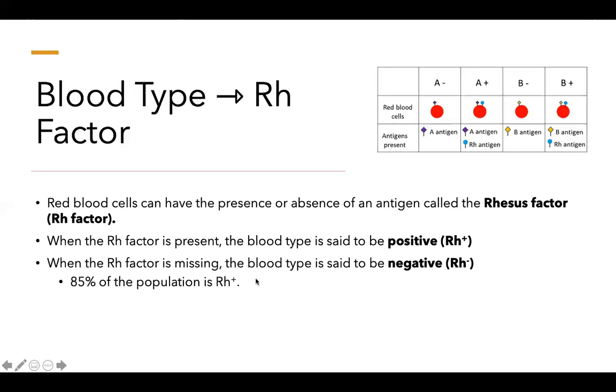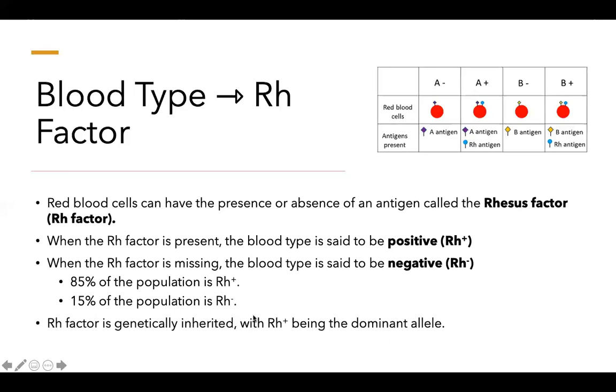Most of the population is Rh positive, 85%, and 15% of the population is Rh negative. The Rh factor is genetically inherited, with the Rh positive being the dominant allele. So if you just look at any other Punnett square, the Rh positive is going to be dominant, Rh negative is going to be recessive. So if you were to cross them, it'd be like any Punnett square from grade 9.